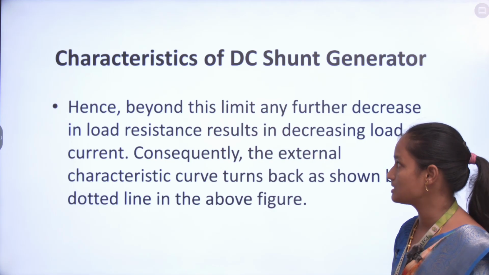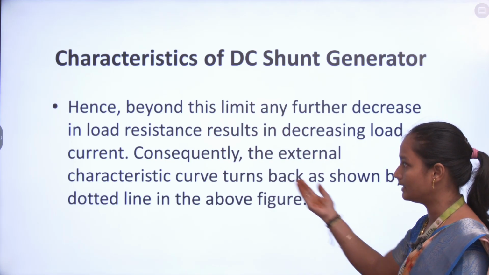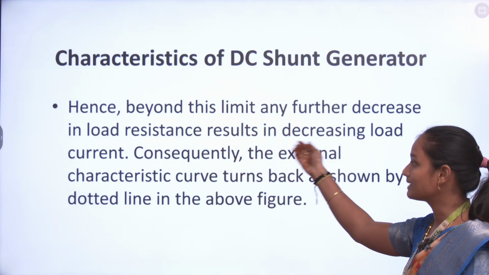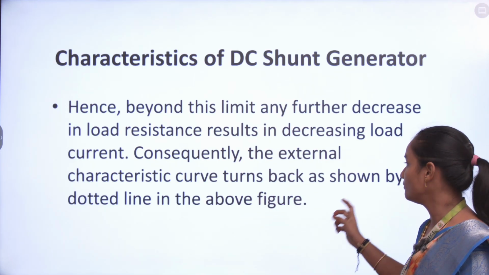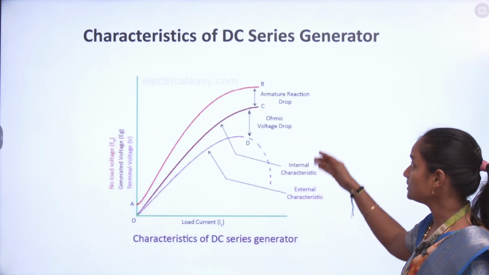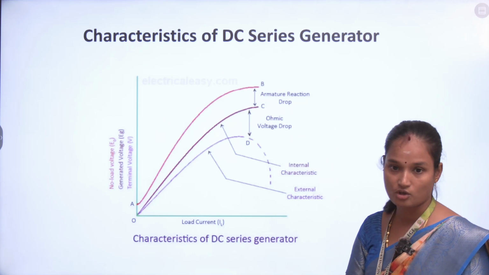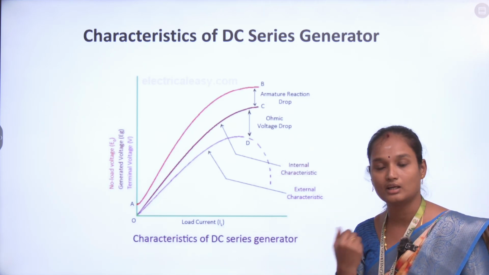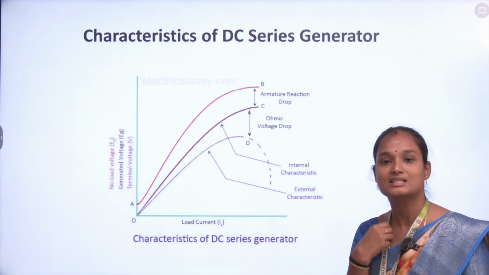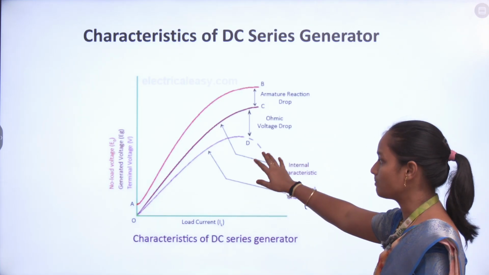So characteristics of DC generator, beyond its limit, any further decrease in the load resistance results in decreasing the load current. So it obviously turns back, shown with the dotted line. So this is the characteristics of a DC series generator. A series generator is nothing but the field winding and the armature winding connected in series. So it shows the same kind of thing.